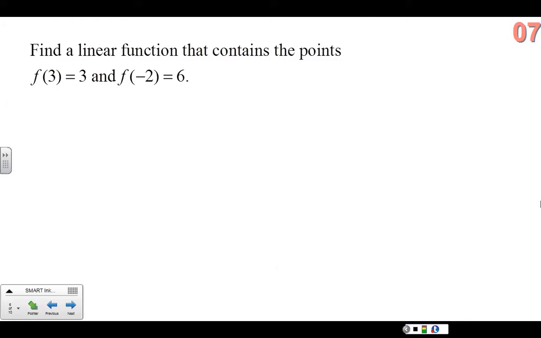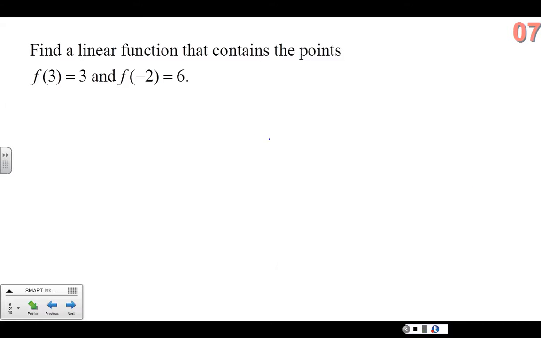Now, if they specifically say find the linear function, then that should be telling you that you want your equation to be in f of x equals form. So you want this slope-intercept form of this equation when you're writing your final answer. Now, they gave us a couple of points here, so we're going to have to do a little bit more work than we've done in previous examples.